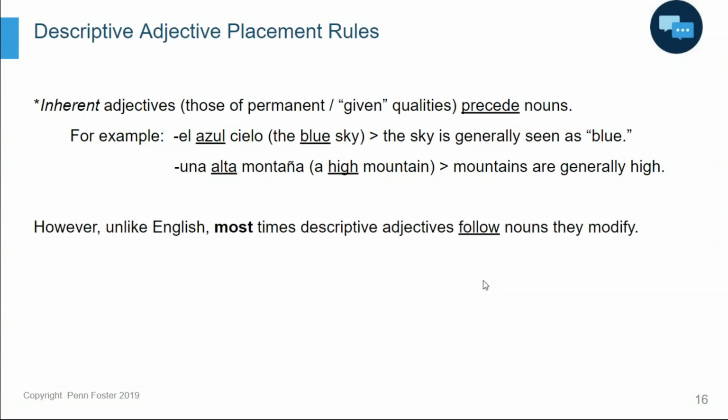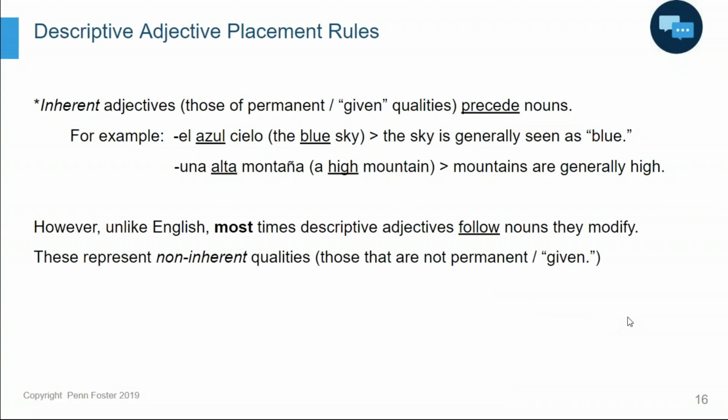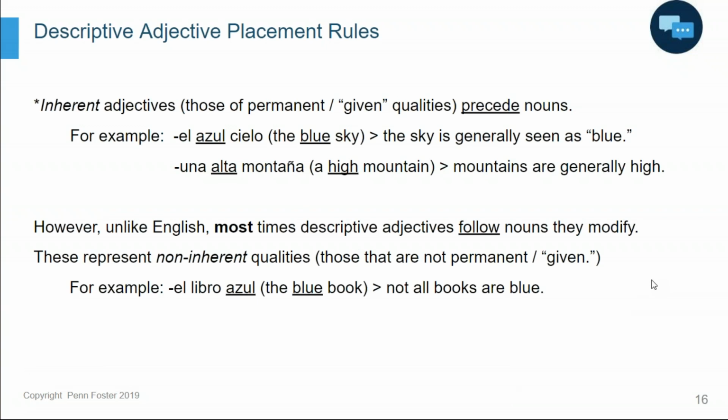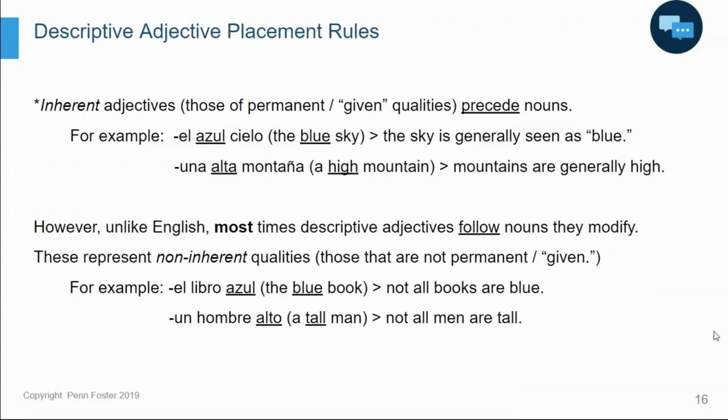However, most times descriptive adjectives follow the nouns they modify, and these are represented by non-inherent qualities, those qualities that are not permanent or not given. And again, some examples. We use azul again, but not every book is blue. So in that case, it's not inherent. Books don't have to be blue, so the adjective should come after the noun it modifies. And not all men are tall. Again, the adjective comes after it, since in this case tall is not inherent.